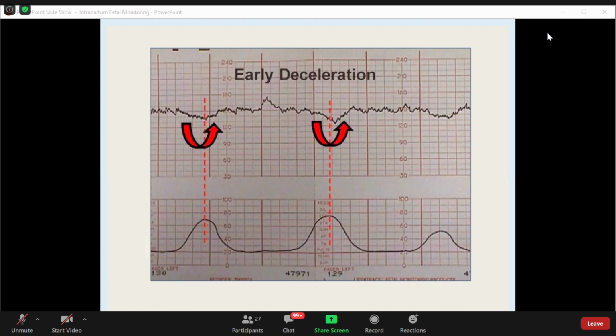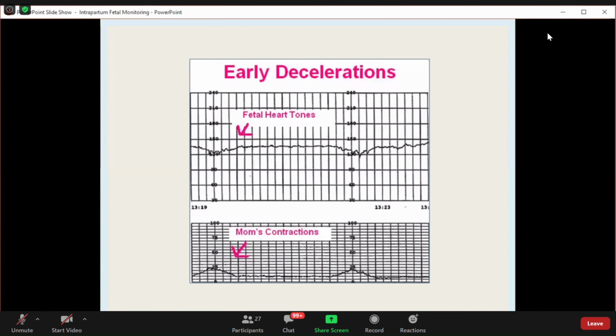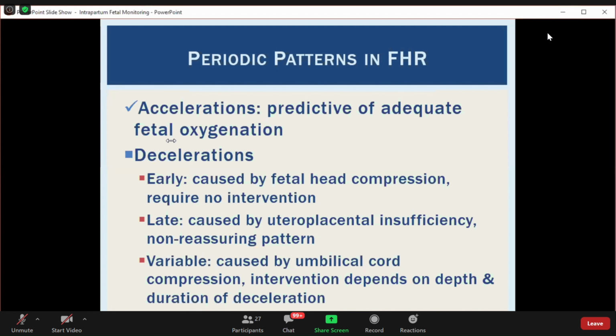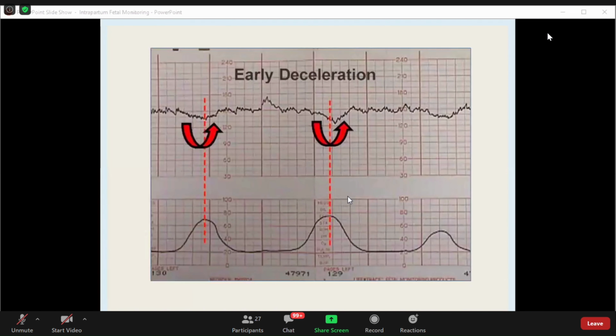Professor, what can cause this, like fetal distress? This is what you are expecting. I just said this is an early deceleration, right? Early decelerations are caused by fetal head compression. They are to be expected. All right. No intervention is necessary, okay? So those are your early decelerations.